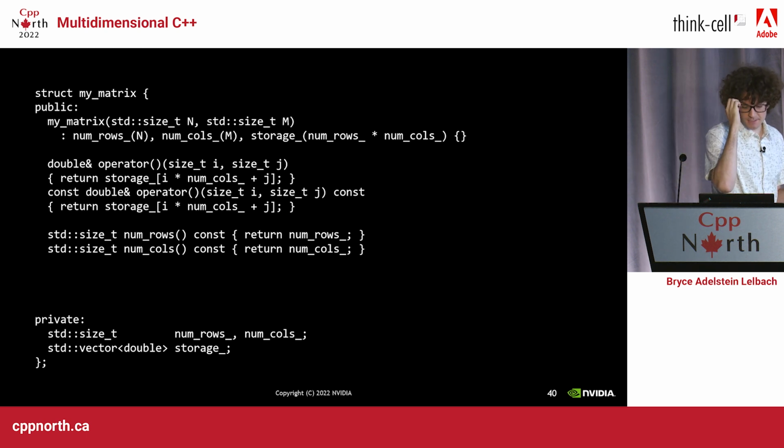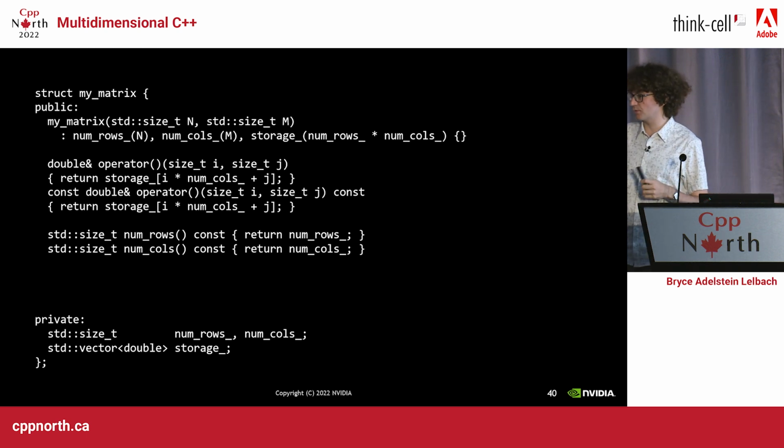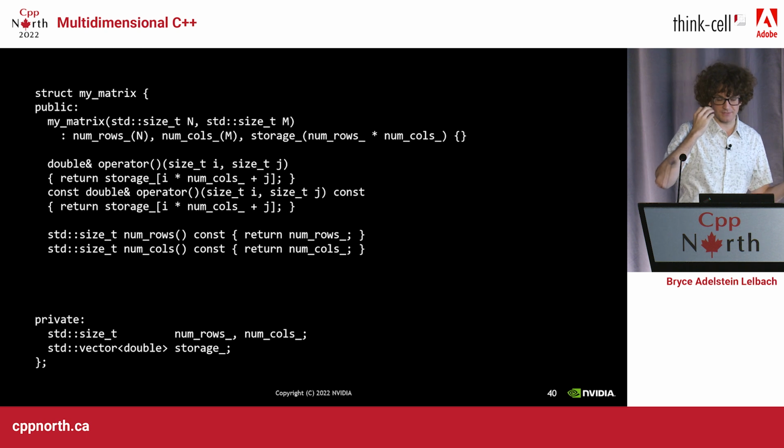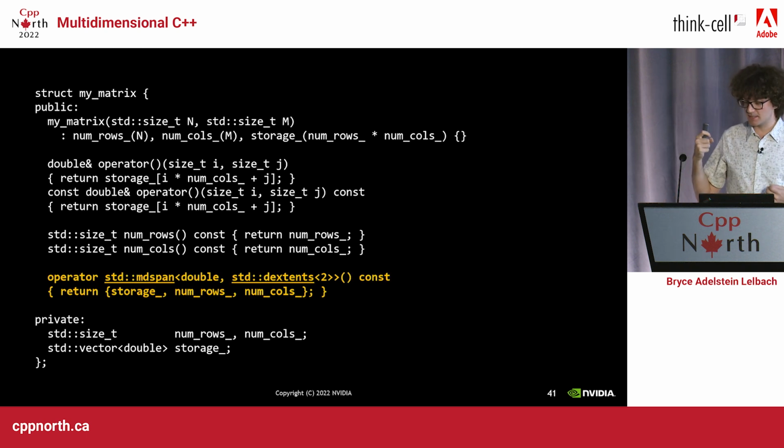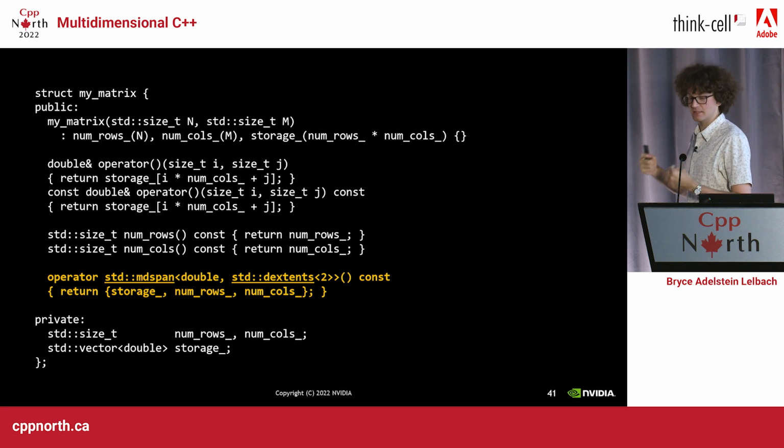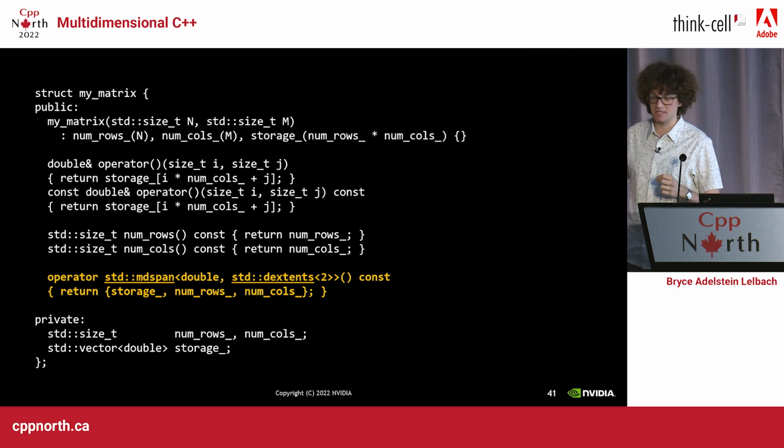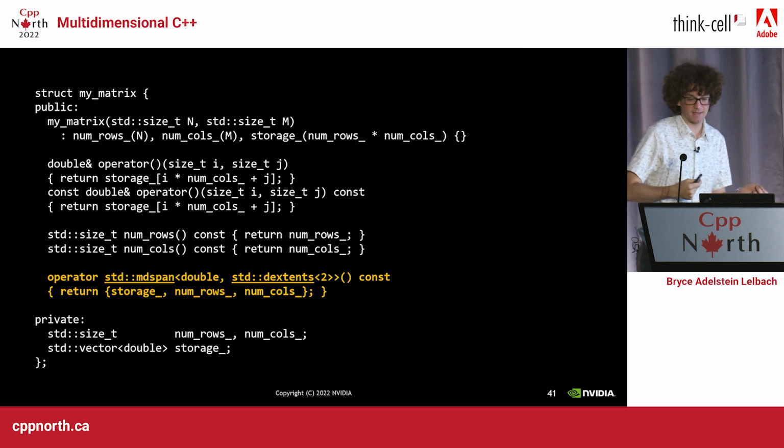So for example, let's suppose that we had our own row major matrix class, which is very simple. It does not support static extents, it's all dynamic extents. Now, if we want to make this mdspan compatible, we just add a simple mdspan conversion operator. And this will allow us to pass our matrix class to any interfaces that expect an mdspan.